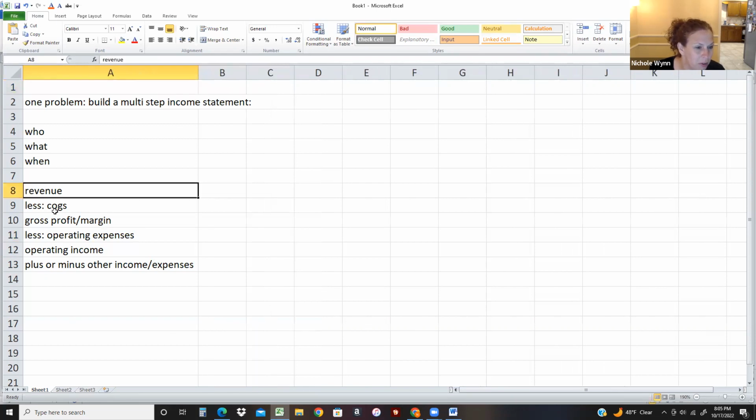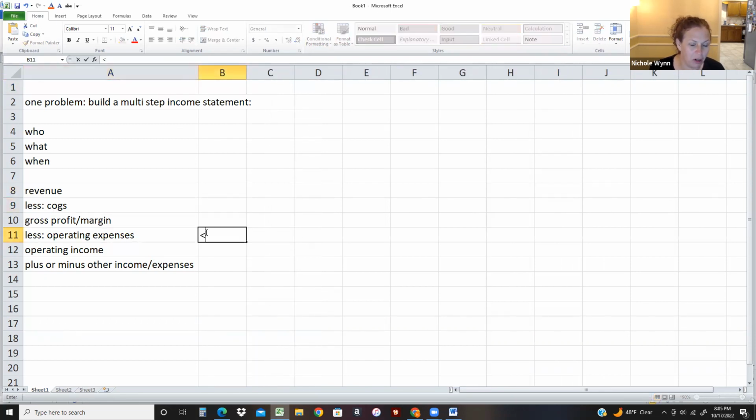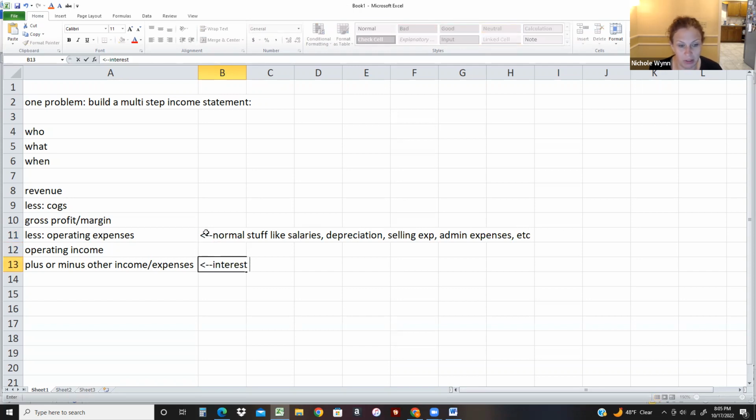Okay, so operating expenses are normal stuff like salaries, depreciation, selling expenses, admin expenses, etc. And then here, this is where we put interest revenue, expense, gains and losses. What else? Rent revenue goes there. I think that's what you basically need to know.